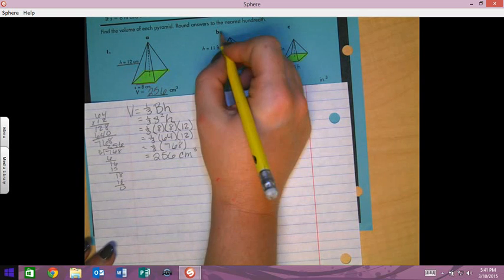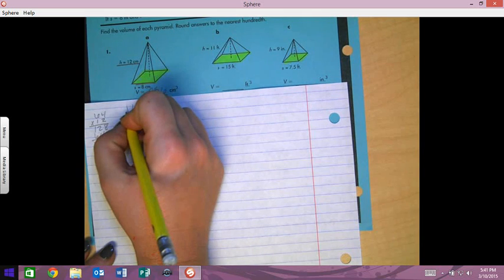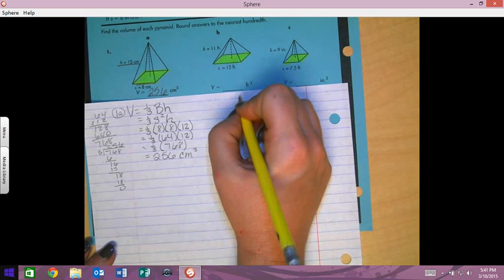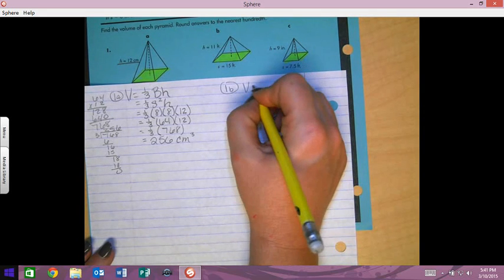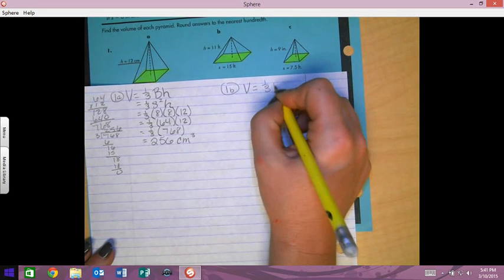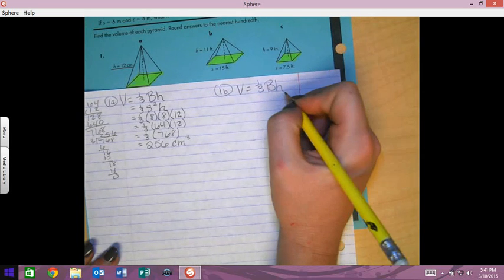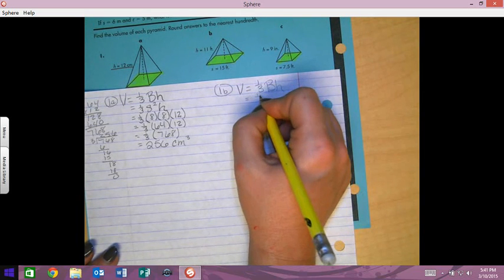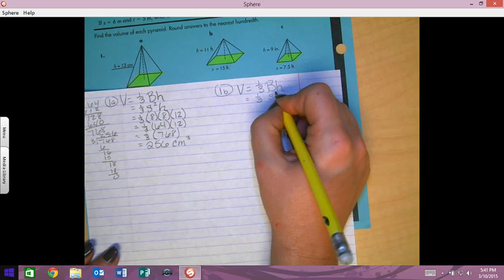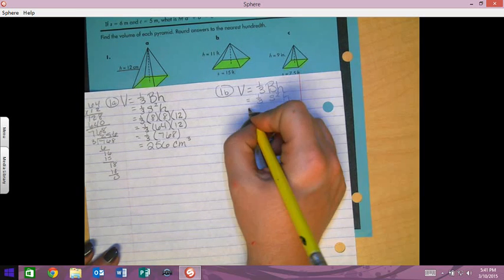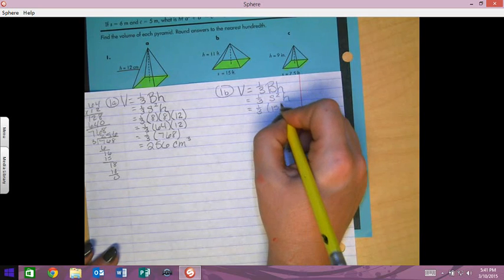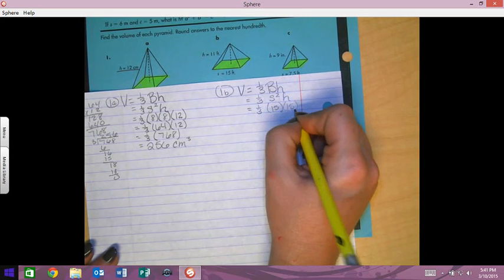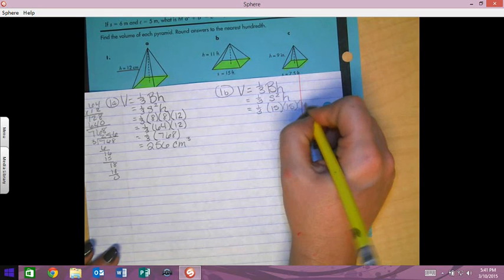Let's look at 1B. So this was 1A. Let's do 1B. I forgot to number my paper. So again, volume equals 1/3 of big B times H. So let's plug it in. 1/3 of our side squared times height. So now let's put in our numbers. Our sides are going to be 15 for our squares, and our height is going to be 11.